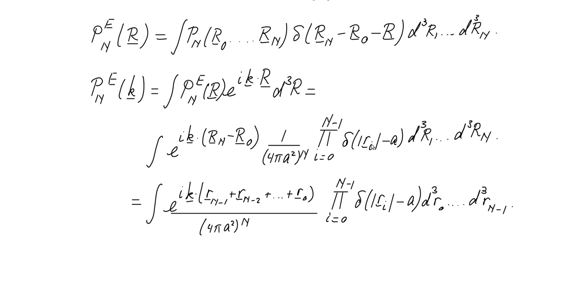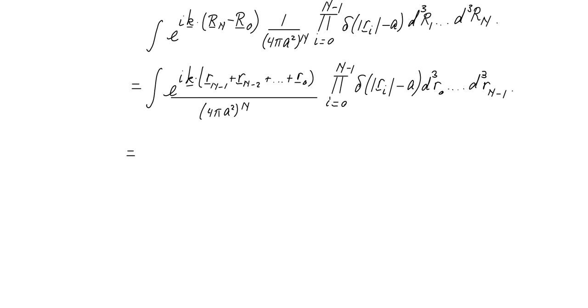This term is already given in terms of the link vectors, and I can replace the integral over all the beat positions by the integral over all the link vectors. I can do that because I fixed the position of R0. And that means that it is equivalent to integrate over all the possible other beats except for R0, or to integrate over all the relative positions, which are given by these small ri's. Now this integral at first sight looks quite complicated, but it turns out that it's much less complicated than it seems at first glance, because we can factorize this integral.